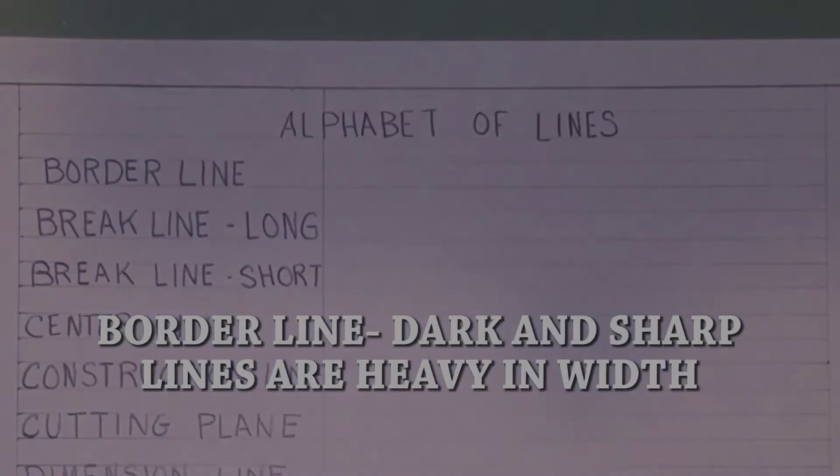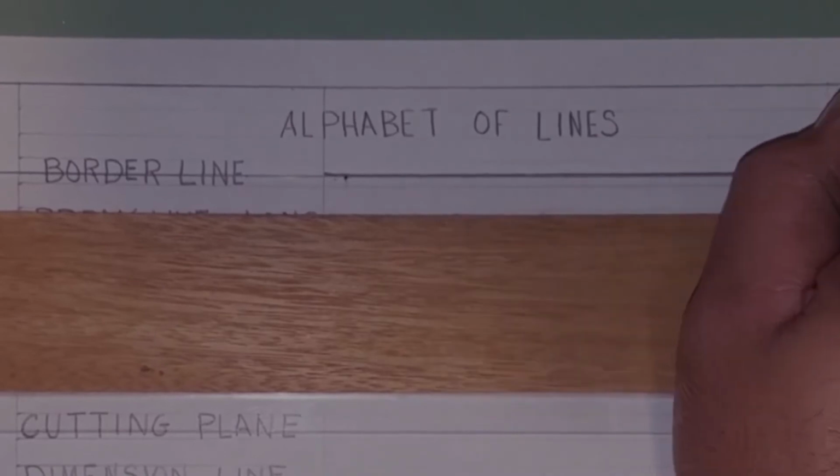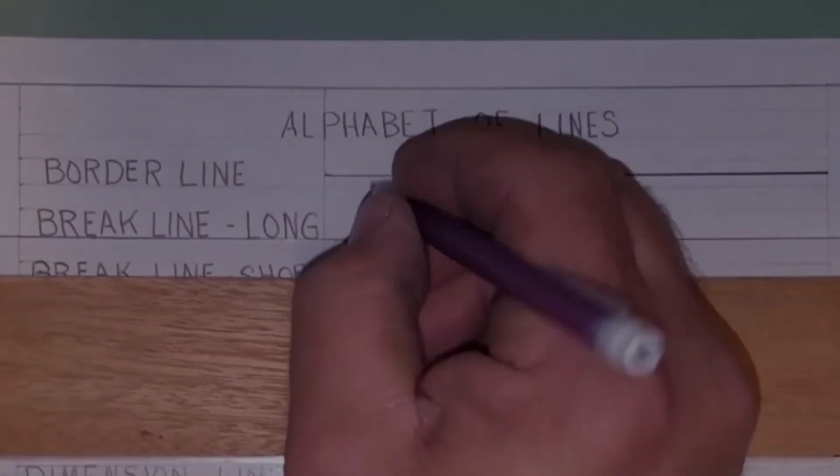I'll give you the quick definition of a border line. That's going to be a dark and sharp line, heavy in width. Notice I try to center it the best I can.